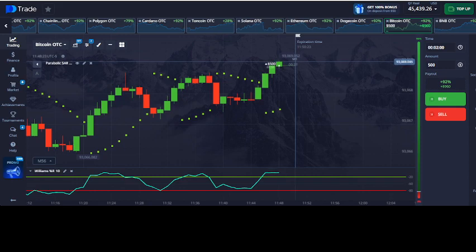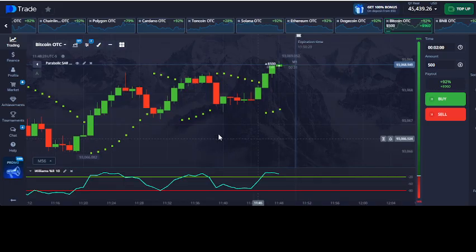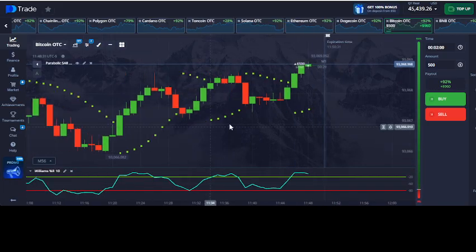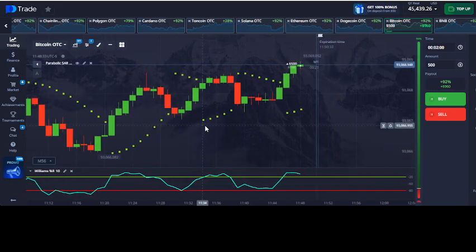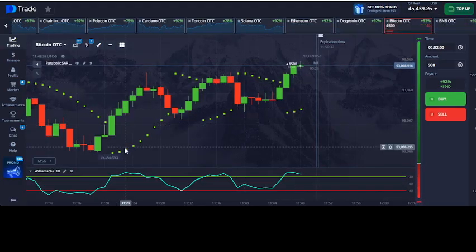Okay, so I'm on Bitcoin OTC crypto, okay? And I just took a buy trade here. Now the reason why I took the buy trade is we're seeing a general bullish momentum here in the price of the crypto.